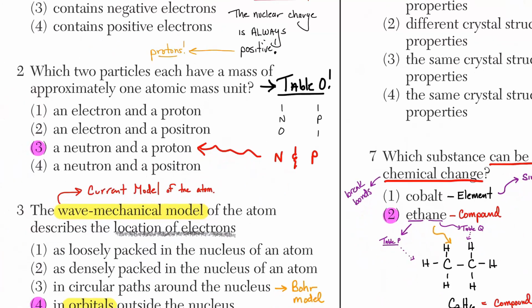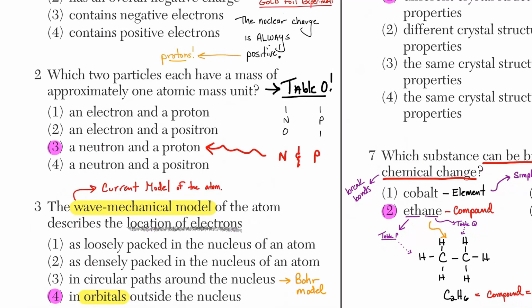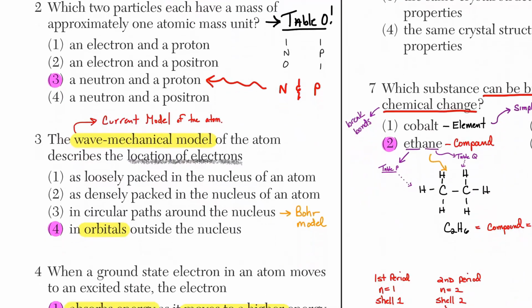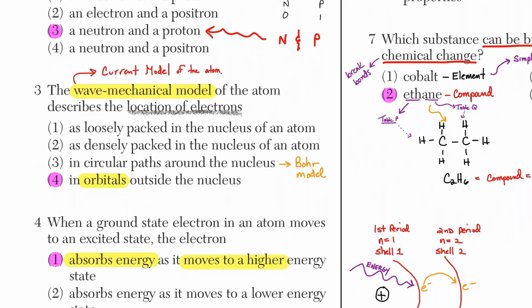Okay. Again, I said I would pick up the pace here because we're seeing the same, what? We're seeing the same or very similar concepts. Now, if you forget that protons and neutrons are the same, table O is your friend. On to number 3. The wave mechanical model. Boy, we've heard about this.